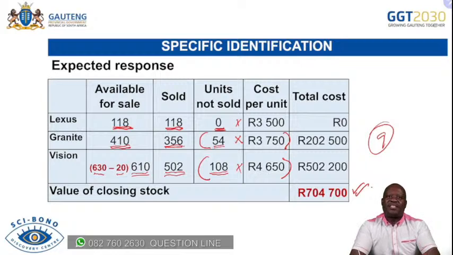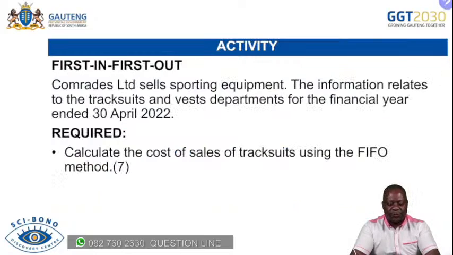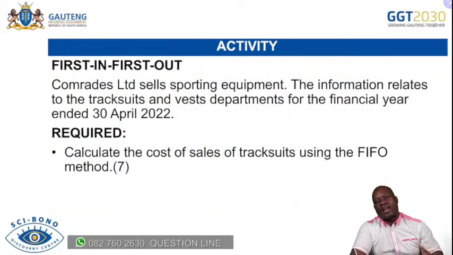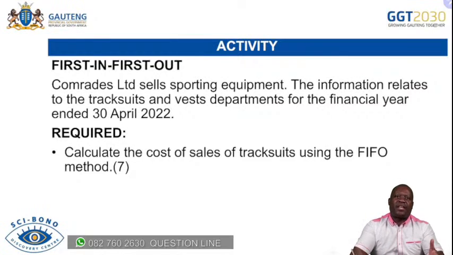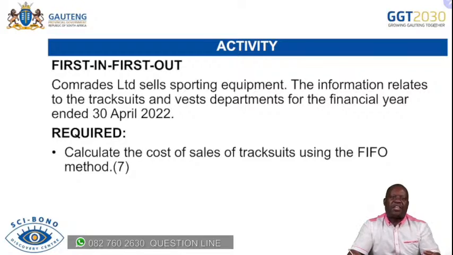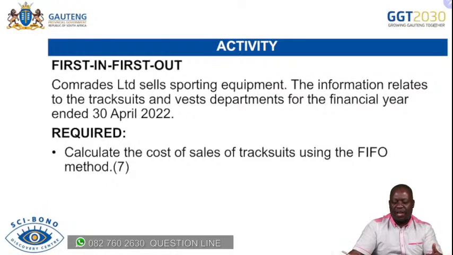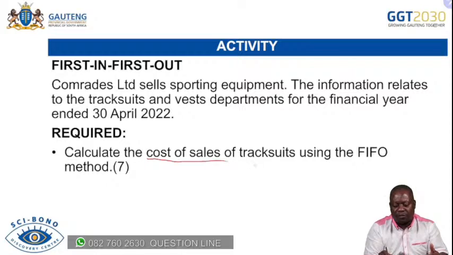Let's move on. We still have got two methods to go through. So let's see if we can have another activity which tells us what to do. There we are. Our next port of call is the first in, first out, the FIFO method. Comrades Limited sells sporting equipment. The information relates to tracksuits and vests department for the financial year ended 30 April 2022. Now, we are required to calculate the cost of sales of tracksuits using the FIFO method.